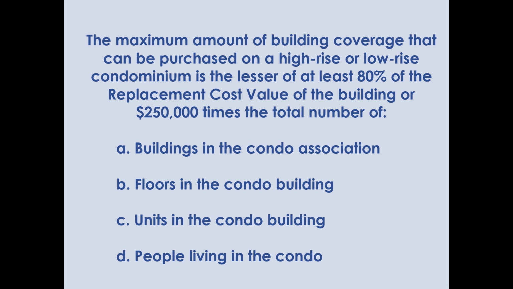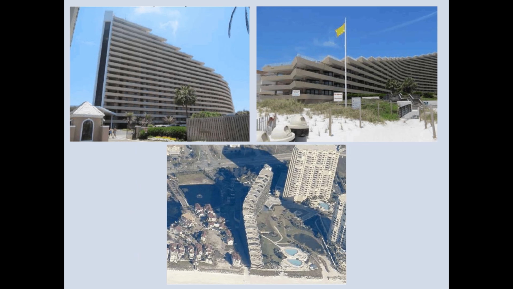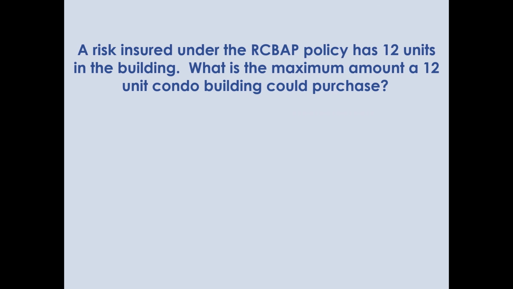The maximum amount of building coverage that can be purchased on a high-rise or low-rise condo is the lesser of at least 80% of the replacement cost, or $250,000 times the number of units in the building. Look at these. How many units do we have here? Some of these buildings are going to be $20 or $30 million. And you can imagine if there's a coinsurance penalty involved, there could be considerable loss to the insured. You need to know what you're doing here, so we can help you if you have questions.